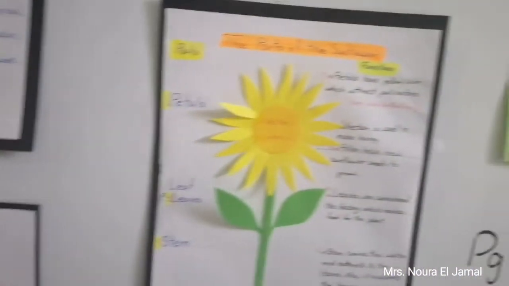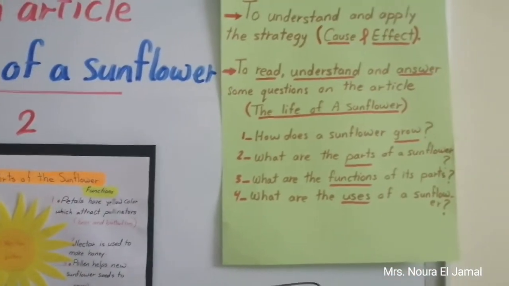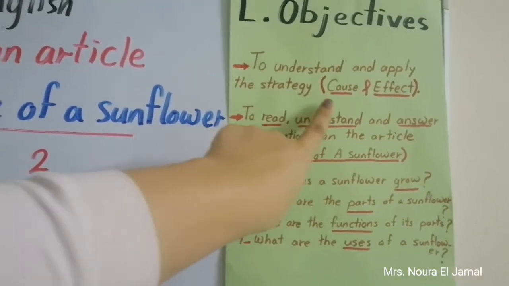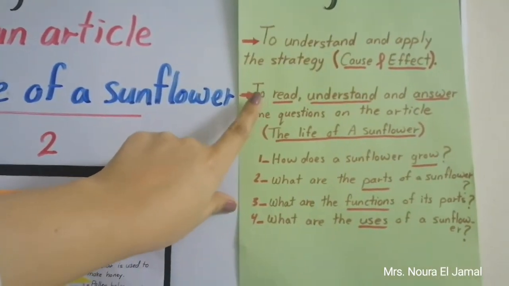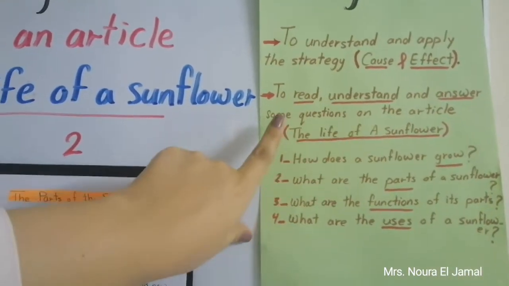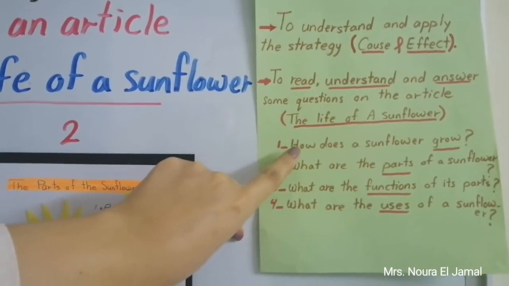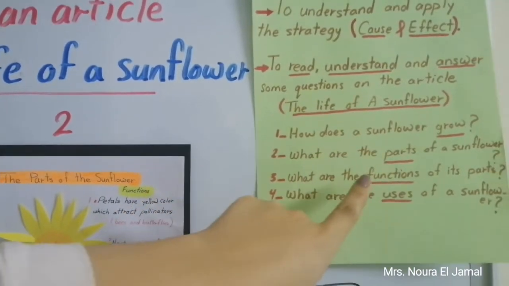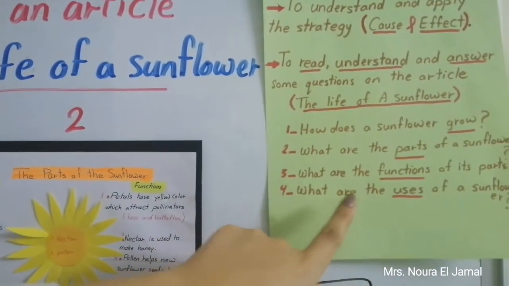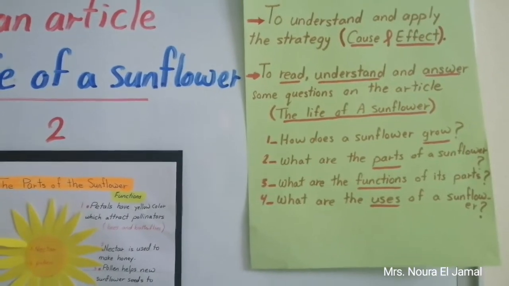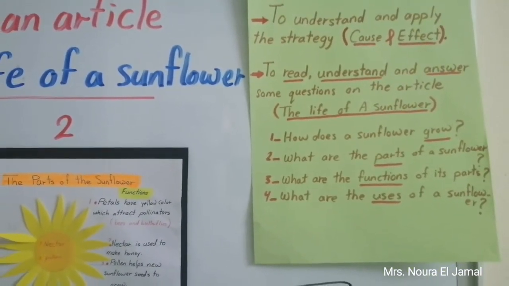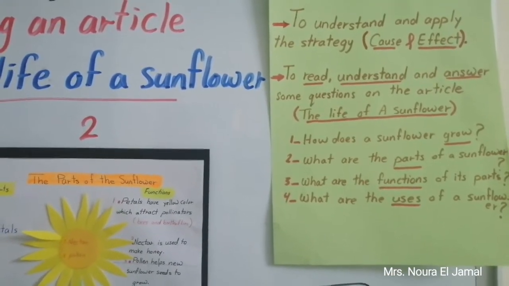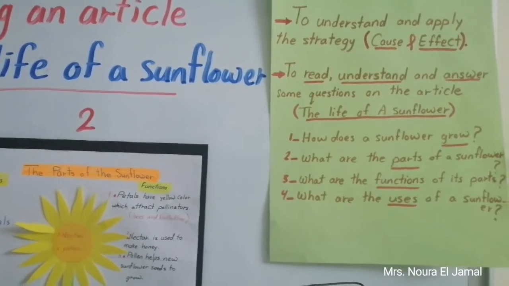Okay, here I remind you of the objectives. We understand and apply the strategy from the first video, cause and effect. Then we will read and understand the text. But now we understand how a sunflower grows, what the parts of a sunflower are, what the functions of its parts are, and what the uses of the sunflower are. Now let's go to the student book, page 150, to start reading the article.